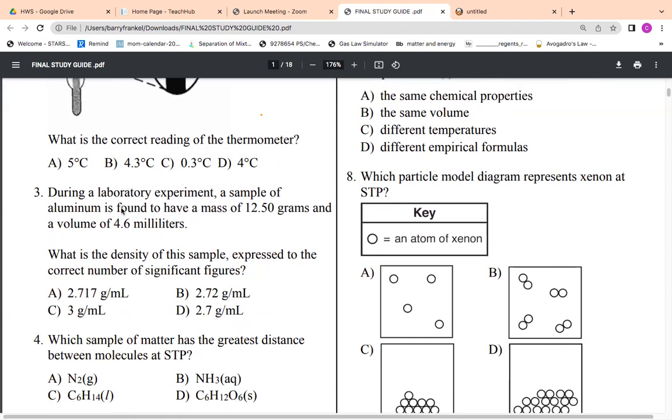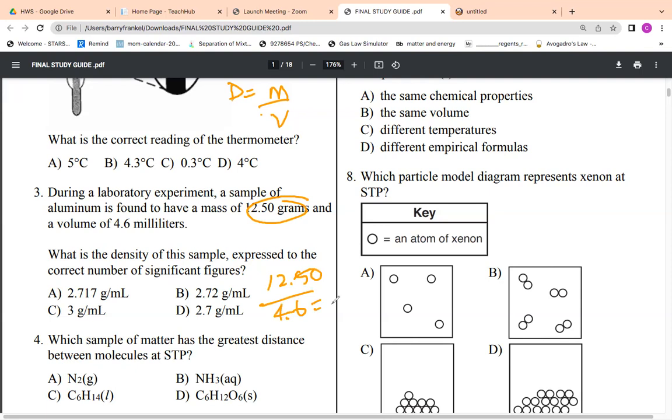All right, number three, during a laboratory experiment, a sample of aluminum is found to have a mass of 12.50 grams and a volume of 4.6 milliliters. What is the density of this sample expressed to the correct number of sig figs? So first you have to know what equation to use. This one is on Table T, the very last page of your reference table. And again, our formula for density is D equals M over V. So we are going to divide our mass by our volume. So that's 12.50 divided by 4.6.